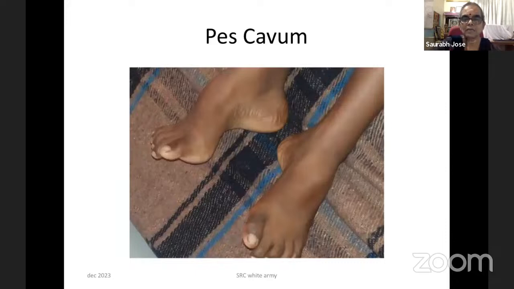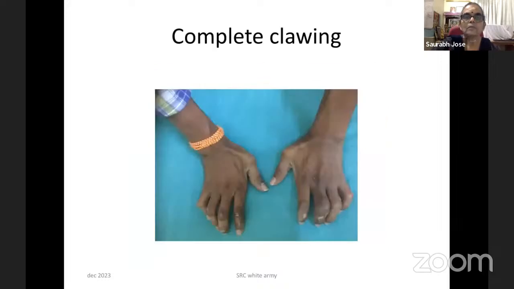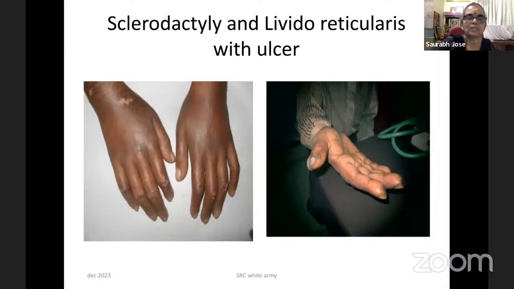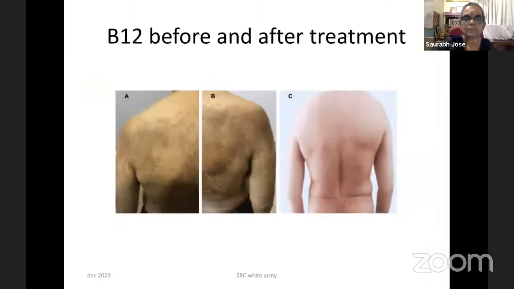And this is pes cavus. You find it mostly in inherited neuropathies. And this is a complete clawing again, a patient with Hansen's disease. This is an inherited neuropathy, Denny-Brown type, upper limb and lower limb. So a young boy having a deep trophic ulcer. And this is psoriasiform and the scleroderma.